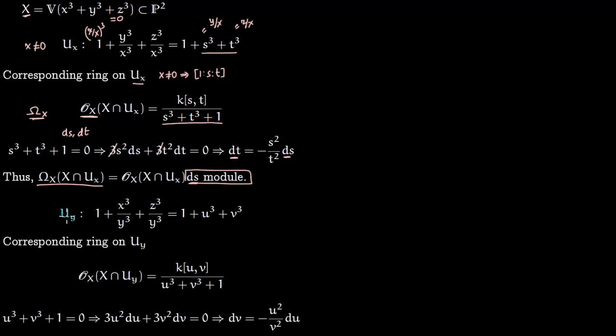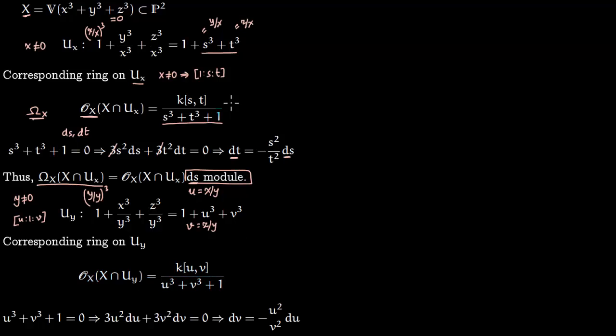So now you look at this open set U_y, which is y not equal to 0. Again this becomes y over y cubed right here. You divide throughout by y, so x cubed by y cubed, z cubed by y cubed. So u is x by y and v is z by y. So again this U_y is nothing but an affine plane, which you can see like this. You divide throughout by y, so you get u, 1 and v. So u, v correspond to the affine plane.